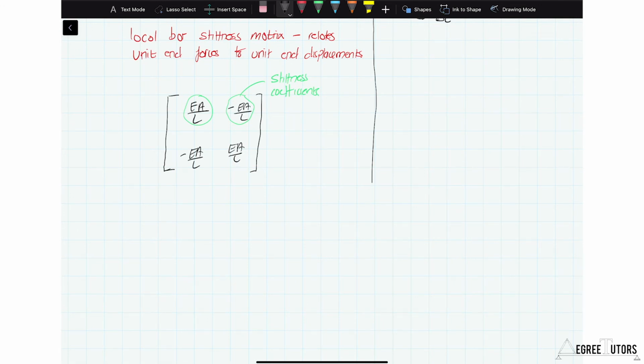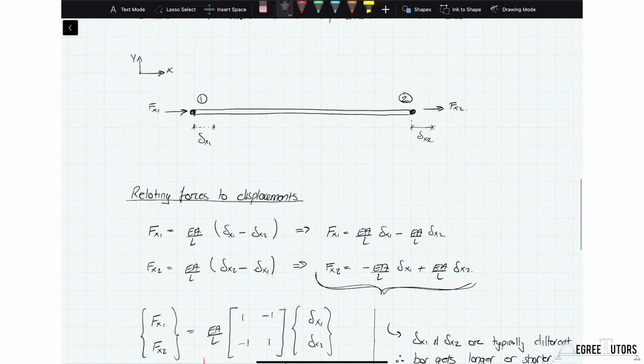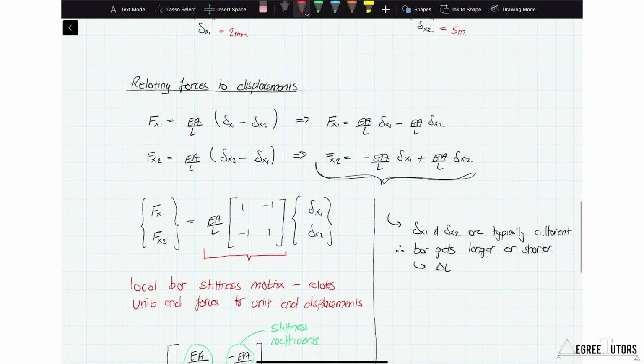Let's imagine we had the same bar. So this bar here, and let's imagine delta x1 was equal to, let's say, 2 millimeters. And let's imagine delta x2 was equal to 5 millimeters, right? Now, if the right-hand side of the bar is moving 5 millimeters and the left-hand side is moving 2 millimeters, well, that means the bar must be getting longer, right? There's a change in length, an increase in length in the bar, right?